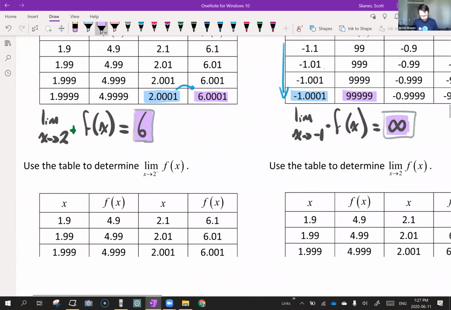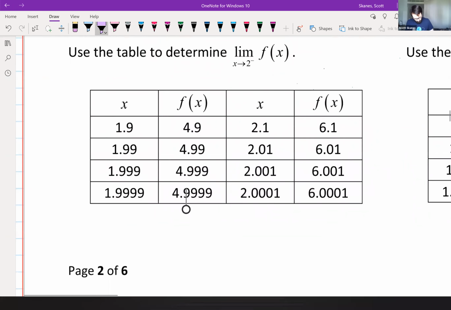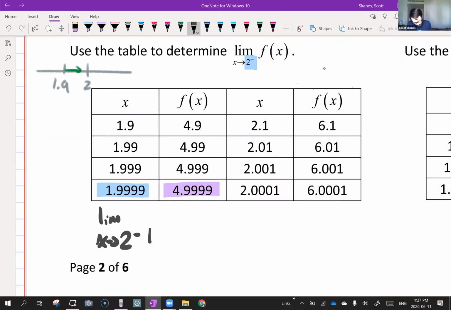Okay, let's try a couple. Someone tell me what the answer to this is. They're really fast once you know what you're doing. It's 2 from the left. That means 1.99999. That's from the left, yeah? If you have 2, then 1.9 should be over there. So we're getting closer and closer to this value, which means we're getting closer and closer to this function value. So the limit as x approaches 2 from the left of the function is what?